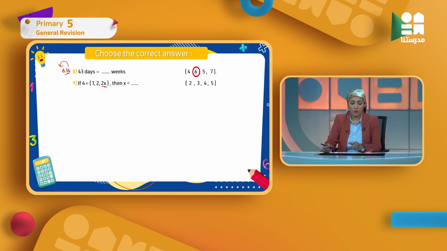It's 2 times 2. So this is the answer. Because when I multiply 2 by 2, the answer will be 4, which is the one written at the start of the problem, that it belongs to this set of elements. Now question 10. 4.86 divided by 0.9. 4.86 divided by 0.9.